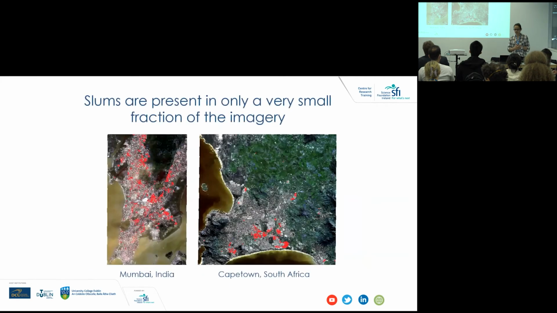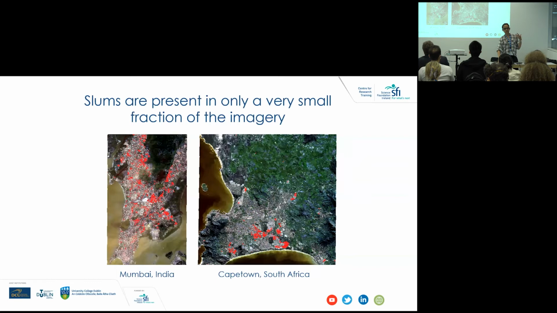Now, another challenge has to do with the fact that, as is common in this kind of problem, it's a very imbalanced problem. So slums usually represent only a very small fraction of the total image. You see here these are the 2 locations that we studied in the work that I'm presenting today.